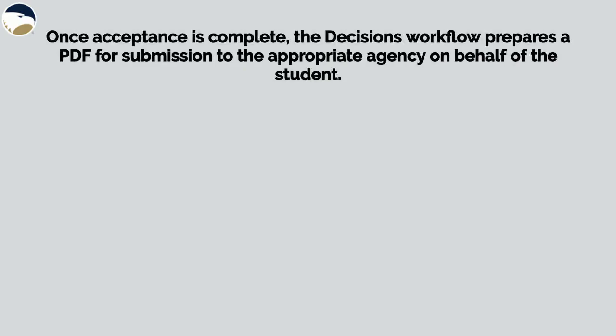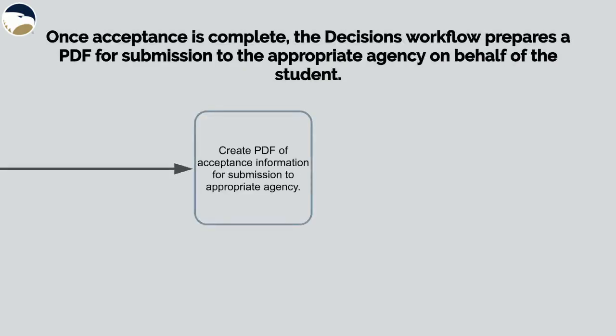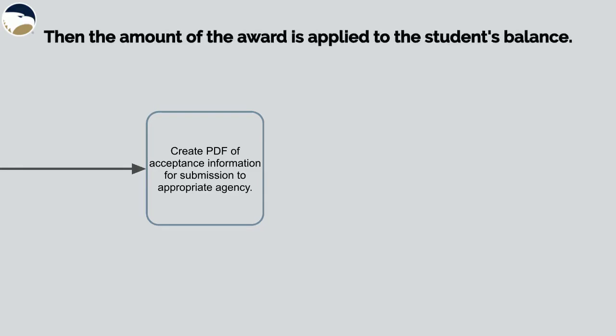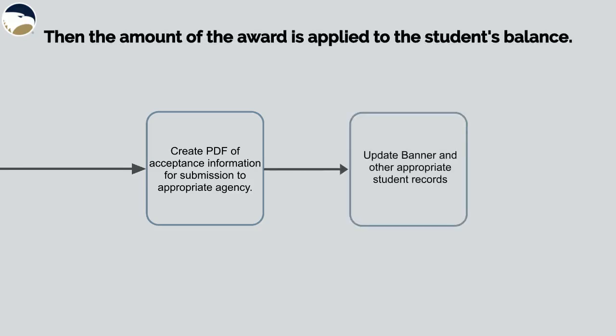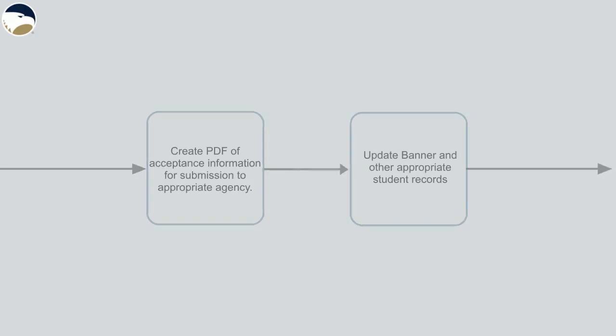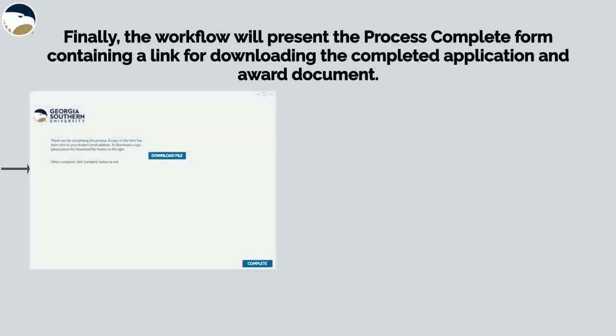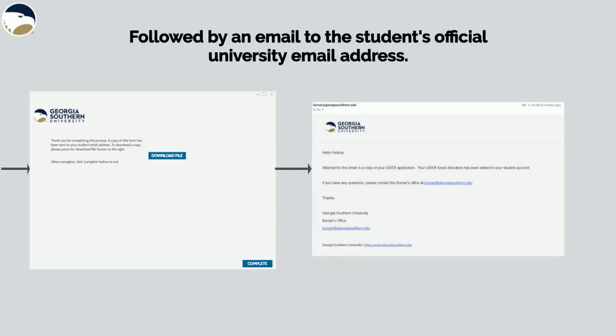Once acceptance is complete, the decisions workflow prepares a PDF for submission to the appropriate agency on behalf of the student. The amount of the award is then applied to the student's account balance, and her or his records in Banner and associated student records are updated. Finally, the workflow will present the process complete form containing a link for downloading the completed application and award document, followed by an email to the student's official university email address.